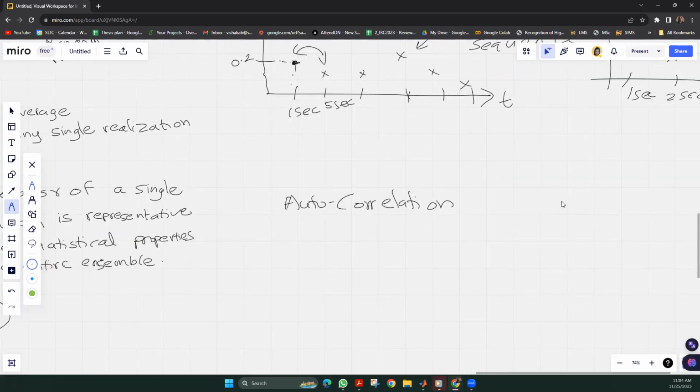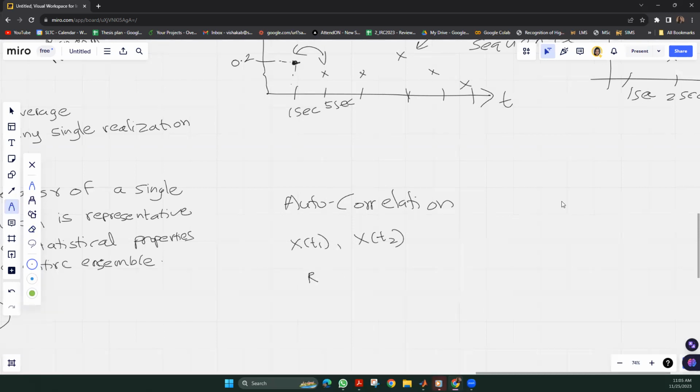T1 and T2, for example. So if there are two random variables, X(t1) and X(t2), and you want to find the autocorrelation or the interdependency between these two random variables, we try to find the autocorrelation between these two random variables, and it is defined as Rxx. So I will define it as capital R X (t1, t2).